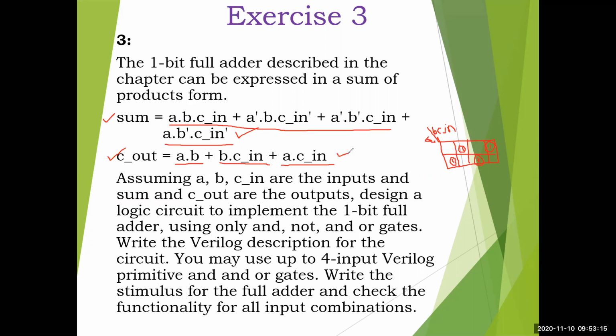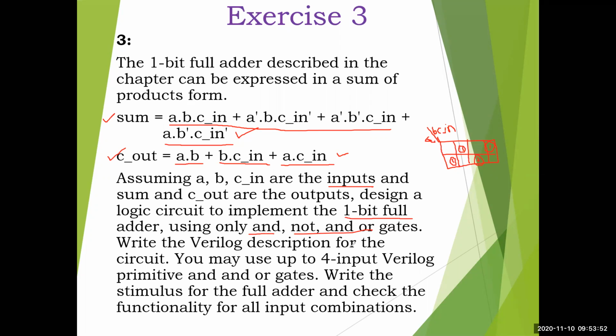Now for this design, we will write a gate diagram. Assuming A, B, C in are the inputs and sum and C out are the outputs, the names are also given with the design. Design a logic circuit to implement the 1-bit full adder using only AND, NOT, and OR gates. In the chapter which we discussed, we had the XOR combination, and with AND, OR and XOR we did the half adder. Now the difference is how to do it using basic gates only.